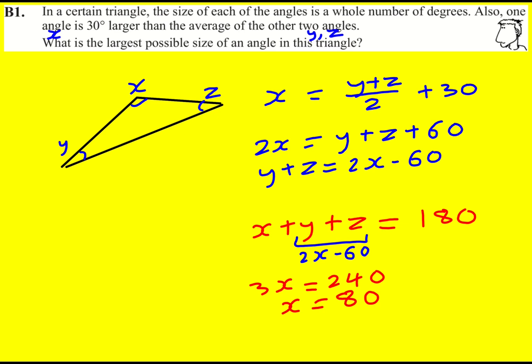That makes sense, doesn't it? Because the remaining two would sum to 100, and if you find the average, you get 50, and that is 30 less than 80. So this must be 80. We're asked for the largest possible size of an angle in this triangle.